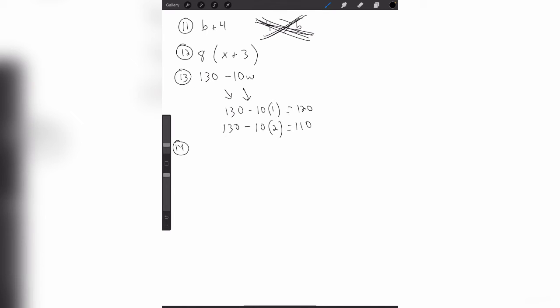Number 14 says, Andy bought a new piggy bank and put $25 in it to save her money. So she bought a piggy bank, and then she put $25 in it. Every week, it looks like she's saving money, which is awesome. She adds $1.50 to the piggy bank.